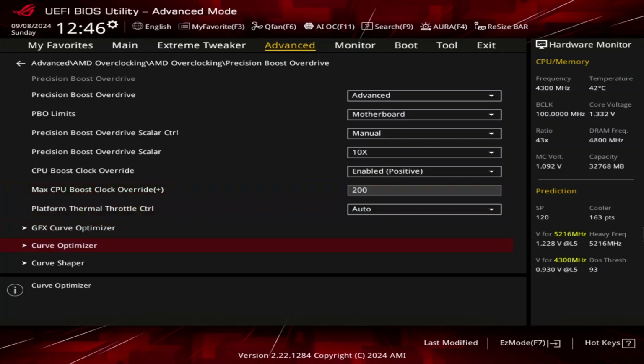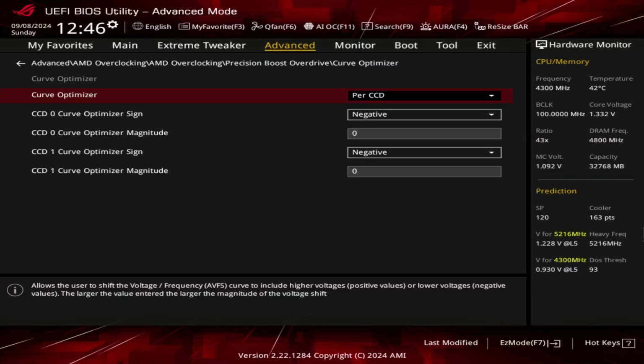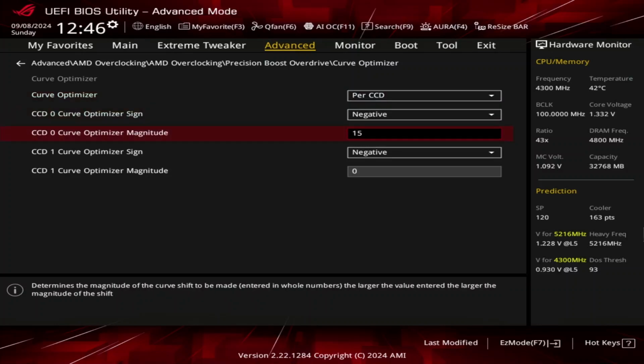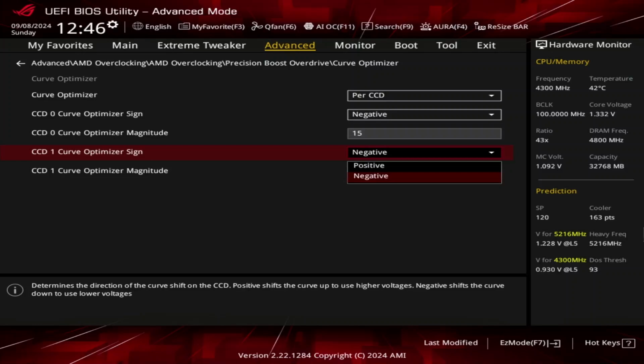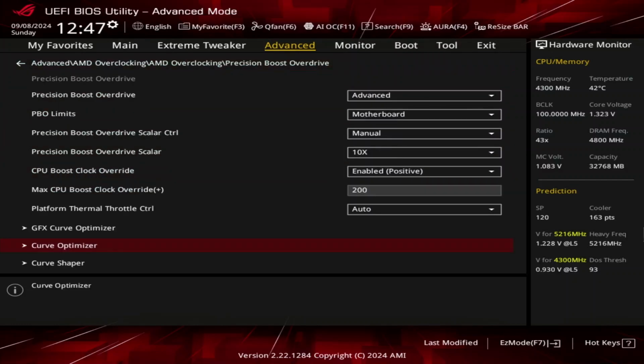Enter the Curve Optimizer submenu. Set Curve Optimizer to all cores. Set CCD0 and CCD1 Curve Optimizer sign to negative. Set CCD0 Curve Optimizer magnitude to 15. Set CCD1 Curve Optimizer magnitude to 10. Leave the Curve Optimizer submenu.